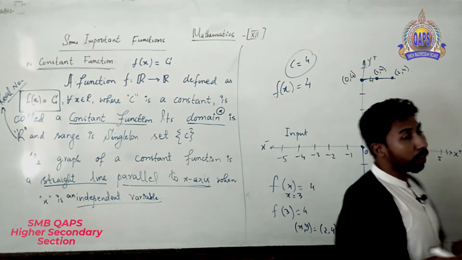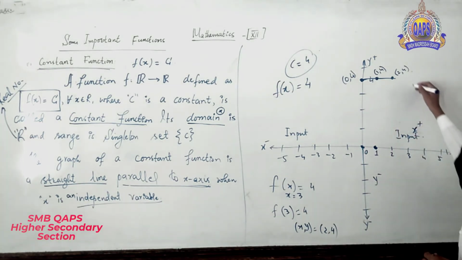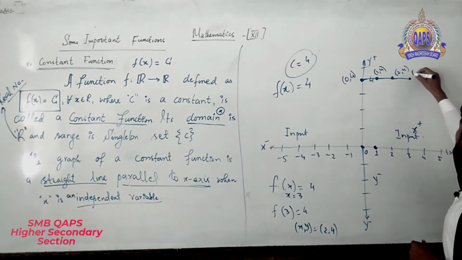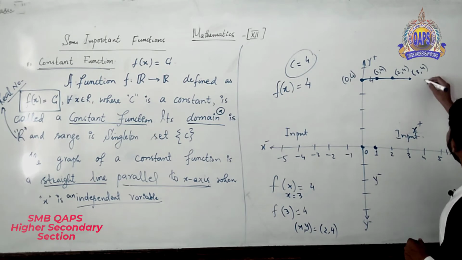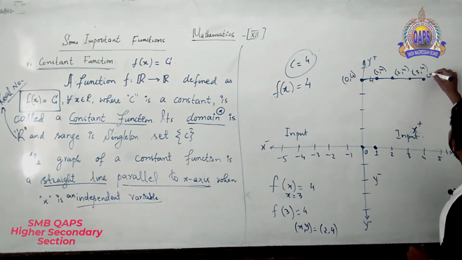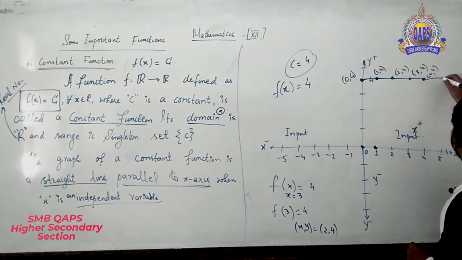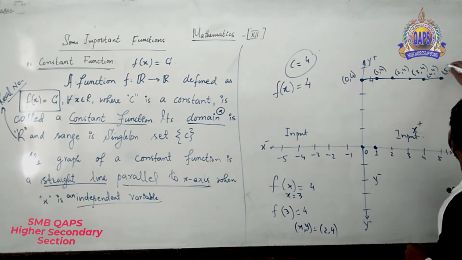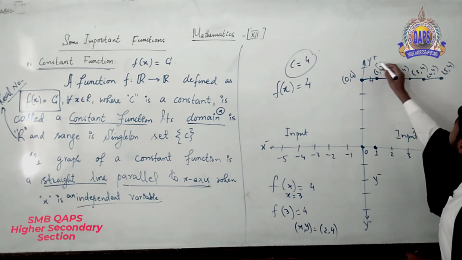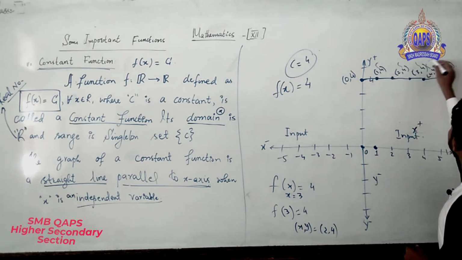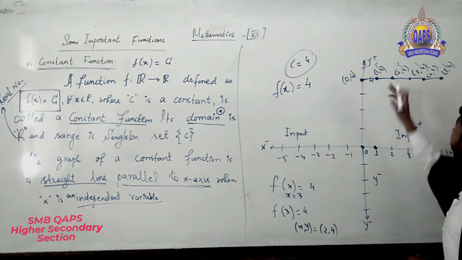So again, if we put here 3, then the result will be 4. So this is 3, 4, and this is 4 comma 4. So this type represents 5 comma 4. Here the outcome will be the same, but the independent variables are different.